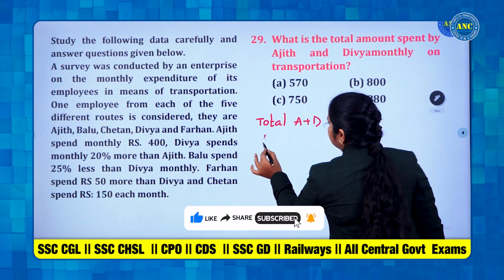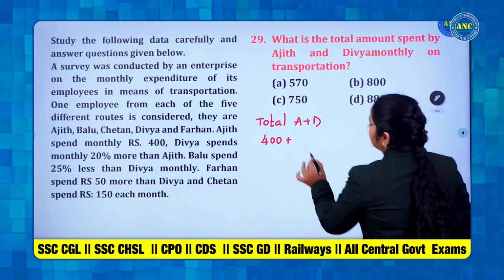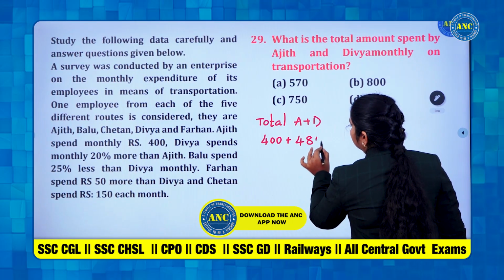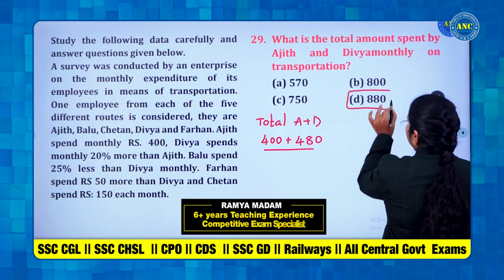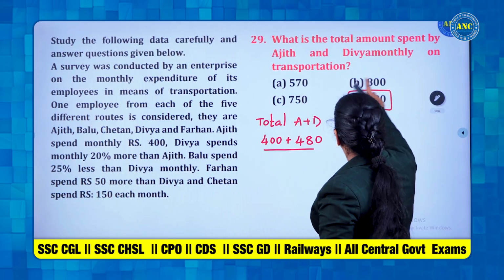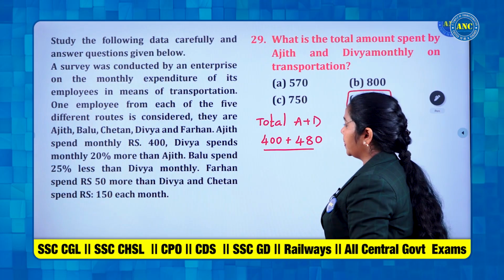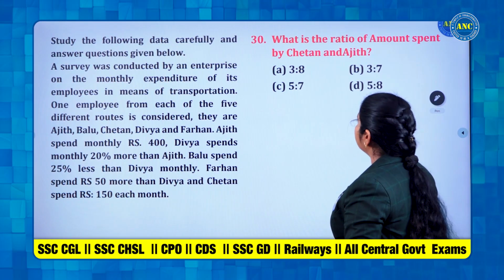Ajit's amount is 400, plus Divya's amount is how much? 480. Yes. So that will be how much? 880. 400 plus 480 is 880. Yes, Ajit and Divya. Fine. Clear? Next. Question number 30.